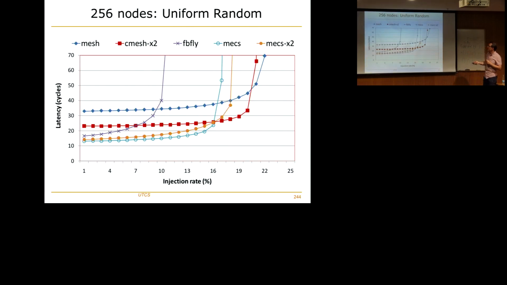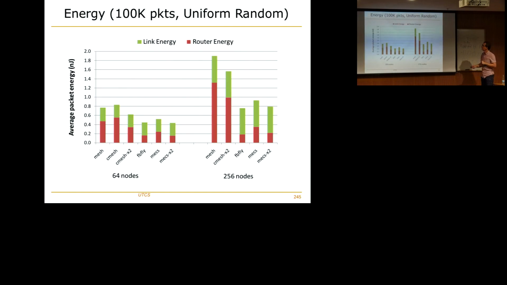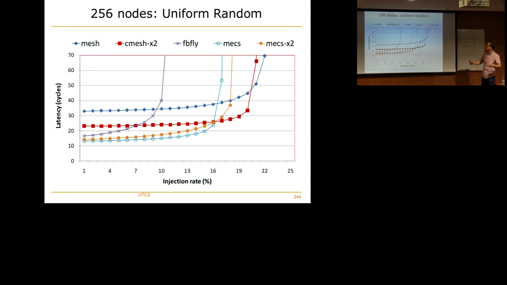So this is uniform random with more nodes. With more nodes, we do better because meshes become very inefficient as you increase the number of nodes. So we're getting closer to mesh-like performance, and flat butterfly is still not doing too well, as you can see. As the number of nodes scales, it's likely that MEX is going to get closer to the meshes over here. And flat butterfly is not going to increase that much because as you increase the size of the network, flat butterfly really partitions the network at a fine grain.